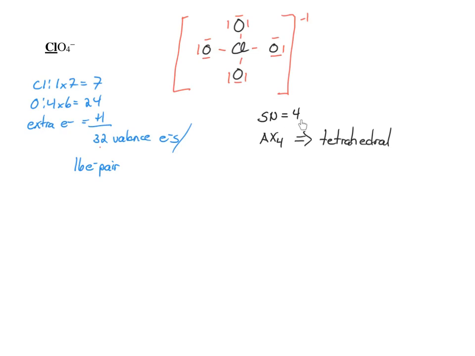We see our steric number is 4 because we have 4 regions of electron density around our center atom. They're all bonding, so this is the type AX4. There are no lone pairs. Therefore, our molecular geometry is going to be tetrahedral.